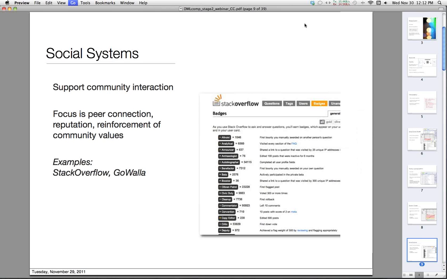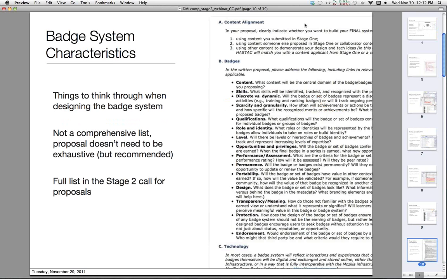And then what I want to move on to now is talking about the badge system characteristics. These are characteristics that would inform those badge system models. And these are all available to you to find on the Stage 2 call for proposals on the DMLcompetition.net website. They provide opportunities for you to consider as you're thinking through what you would like your badge system to encompass. And I will go through some of these, not all of them, but they're really good things to consider. Obviously it's not comprehensive here. We can't cover every possibility within a badge system characteristic, but these are a good starting point.